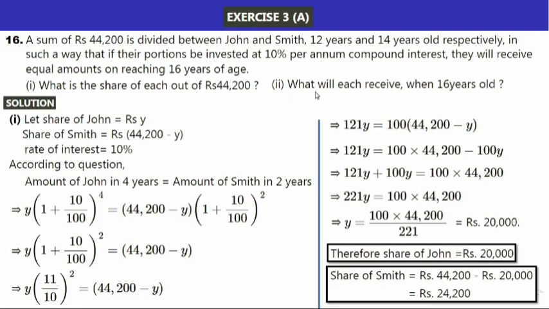Now the next question is, what will each receive when 16 years old? They are asking you the amount that they are going to get at the age of 16 years. You know that whenever they reach 16 years, they'll get the same amount, right? So you can find the amount either using this, putting in the value, or else you can use the other one. This is a bit complicated, so you can make use of this and find out the value. I'll leave that to you.